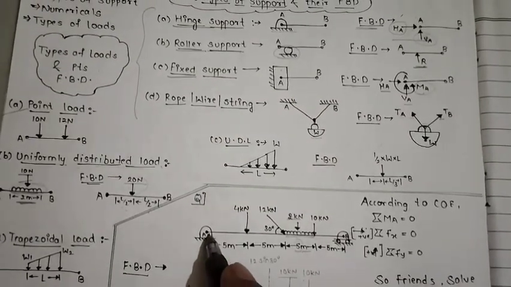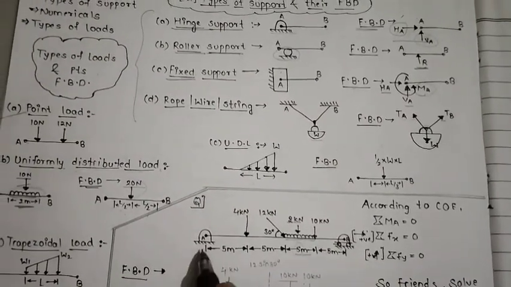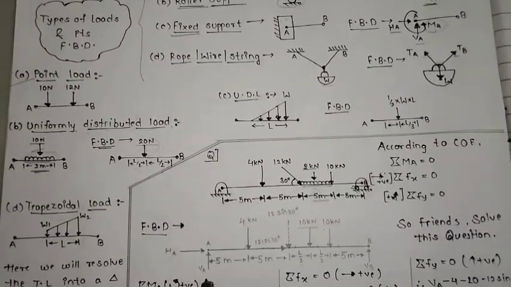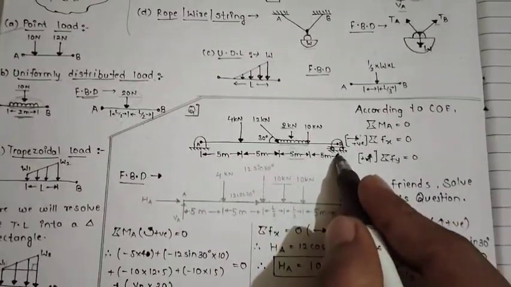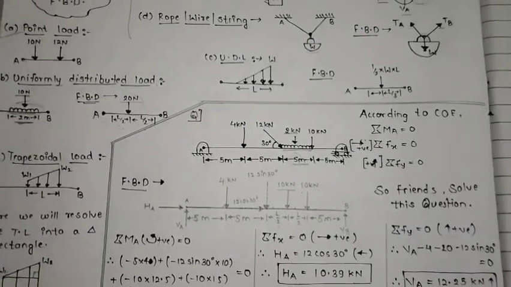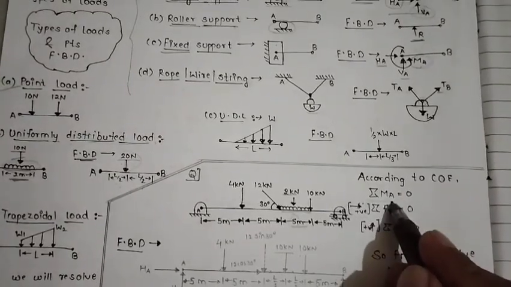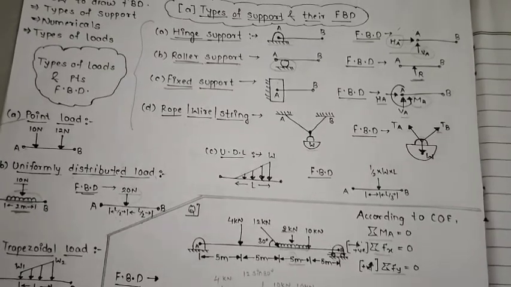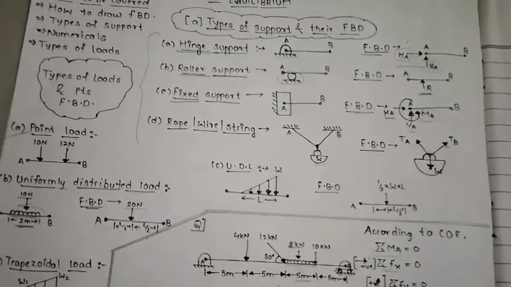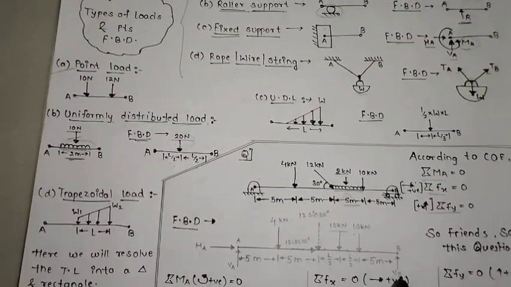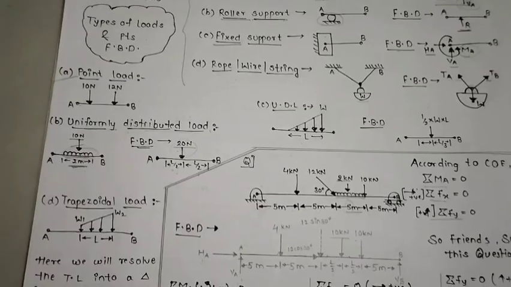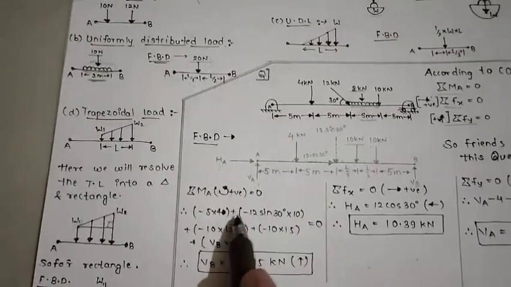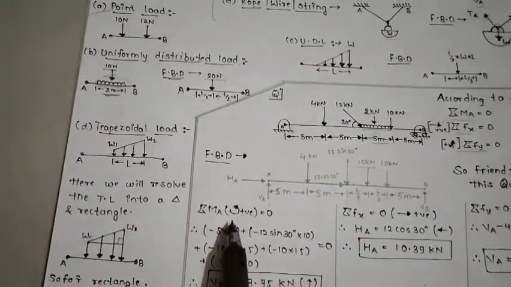And as I have told you how to draw the FBD of hinge support and roller support: for hinge support, a horizontal as well as a vertical component, and for a roller only a vertical component. Now friends, in equilibrium we have some conditions: summation of moment about A is 0, summation of Fx is 0, and summation of Fy is 0. After drawing this simplified FBD, now we are going to calculate VB, VA, HA. For calculating that, we'll use the above three conditions.